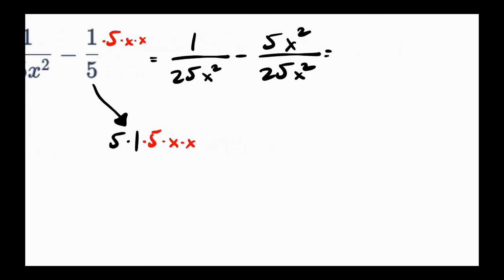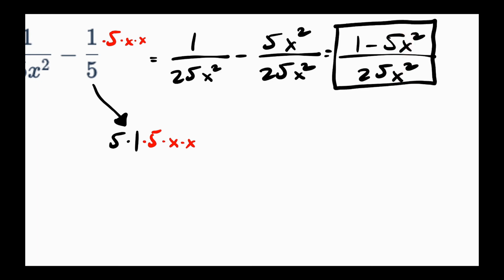Okay, so now the bottom stays the same, 25x squared. Now I have a 1 minus 5x squared. Can I subtract those to make negative 4? No. Can I do this? No. For the same reason I couldn't do it on the last problem. The top is a binomial, the bottom is a lone wolf. It's a monomial. Okay. All right.